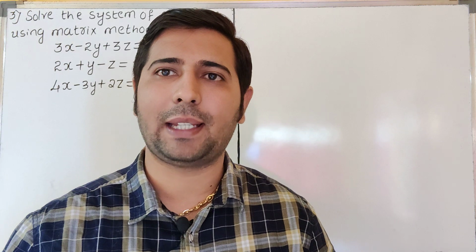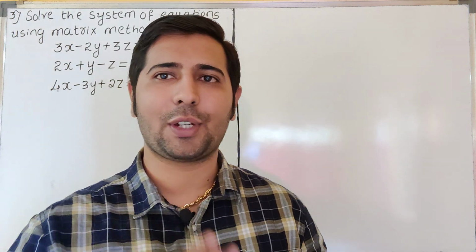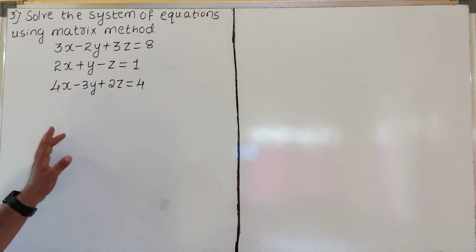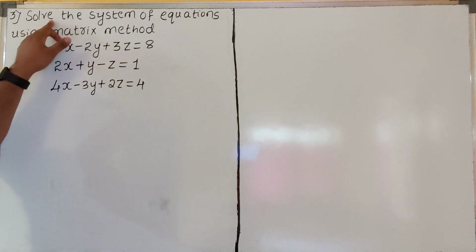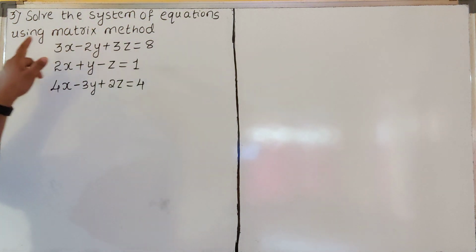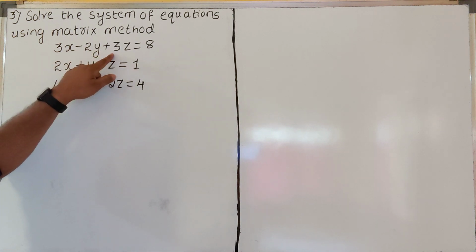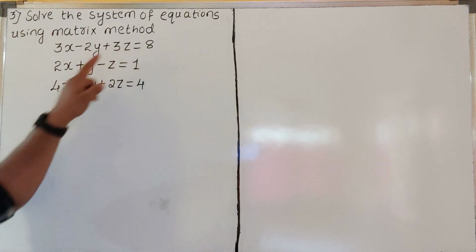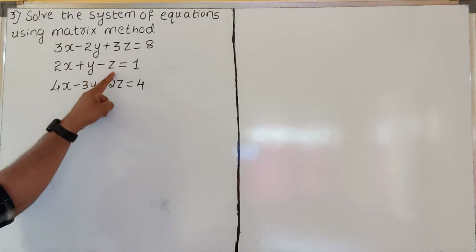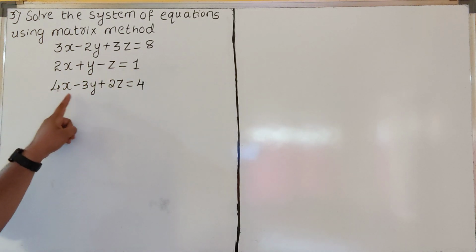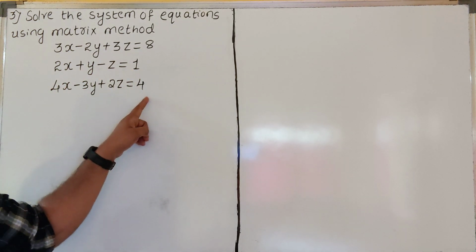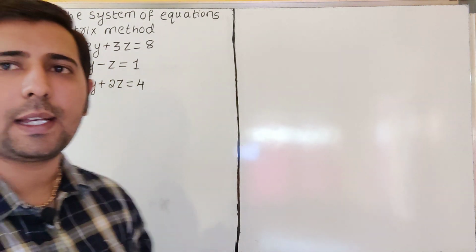In today's class, we will see determinant, 5 marks. Third question, dear students. Now, what is given, you see here. Solve the system of equations using matrix method. 3x minus 2y plus 3z is equal to 8. 2x plus y minus z is equal to 1. 4x minus 3y plus 2z is equal to 4. So this is the question, dear students.